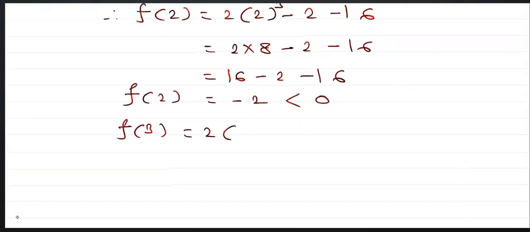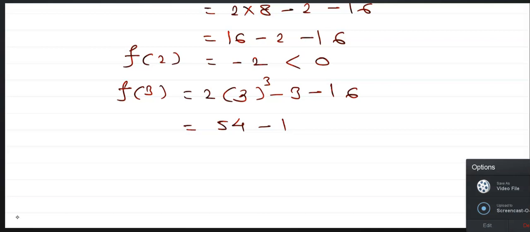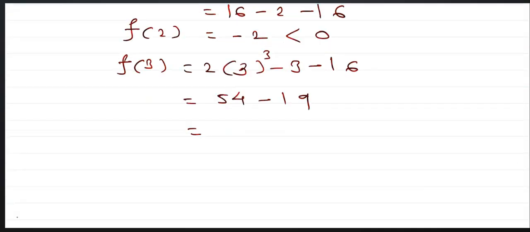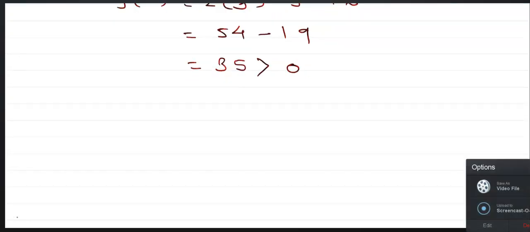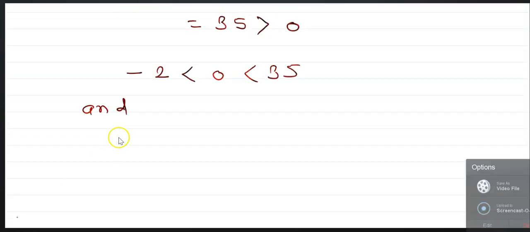Now next is f of 3, that is 2 into 3 raised to 3 minus 3 minus 16, that is equal to 54 minus 19. Therefore you will get 35, which is positive. And now minus 3, here is a 0. We want to find the solution, that is a root, means it's a value. It lies between minus 2 and 35.